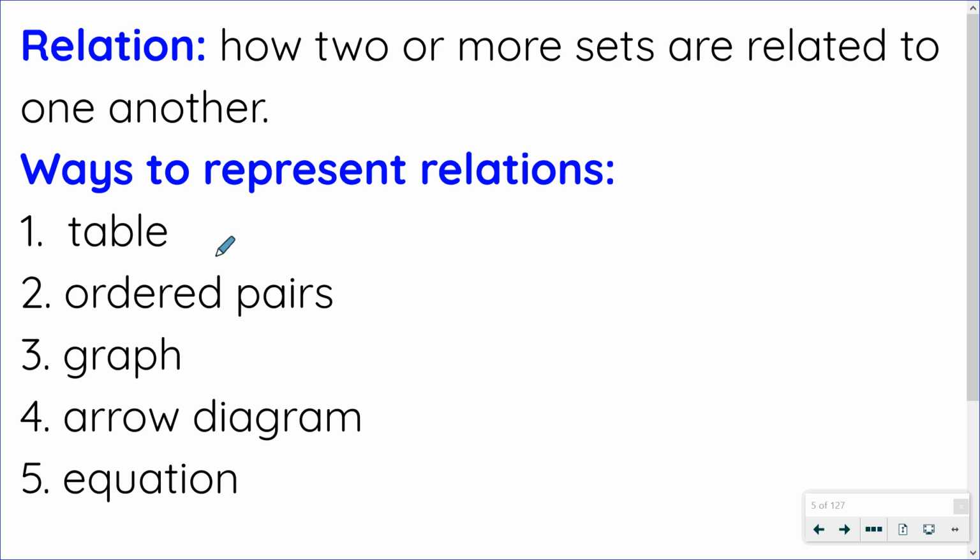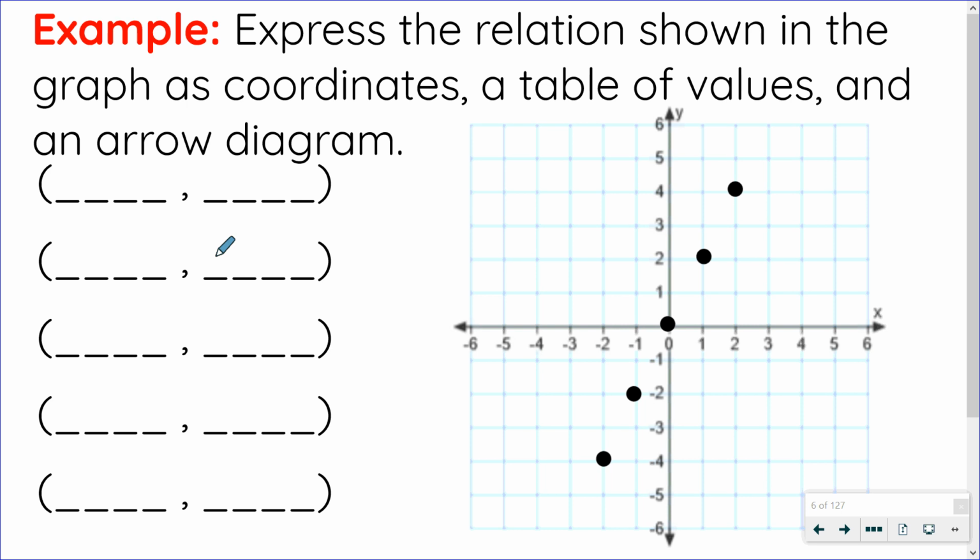Now, we can represent relations in 5 different ways. We can use a table of values, ordered pairs or coordinates, a graph, an arrow diagram, and the most common way of representing a relation is with an equation. So I just want to look at an example starting with a graph and looking at how to express that relation using coordinates, table of values, and an arrow diagram. So we have this relationship between elements in the set of X and elements in the set of Y. Put them together and they are coordinates. So let's just list out what the coordinates are.